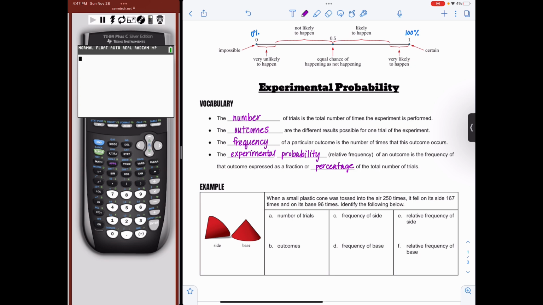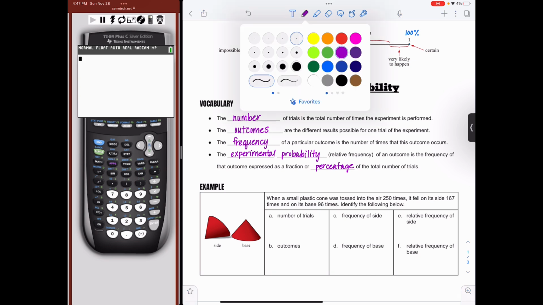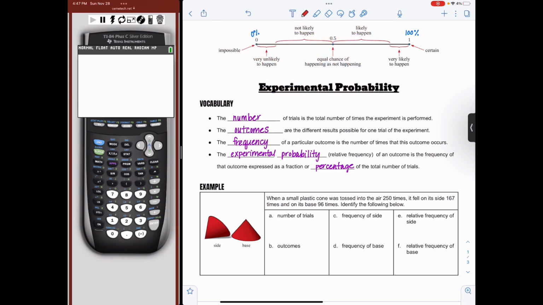So let's look at an example here. When a small plastic cone was tossed into the air 250 times, it fell on its side 167 times, and then it fell on its base 96 times. So identify the following. What is the number of trials? Remember, the number of trials is the total number of times the experiment was performed. So that will be 250. The outcomes of you tossing the cone will mean either that it's going to land on the side or it's going to land on the base.